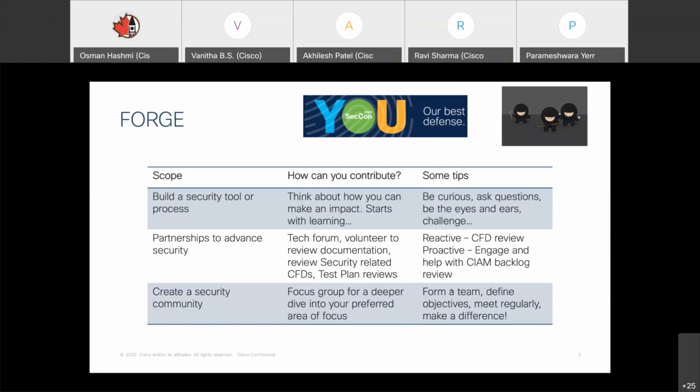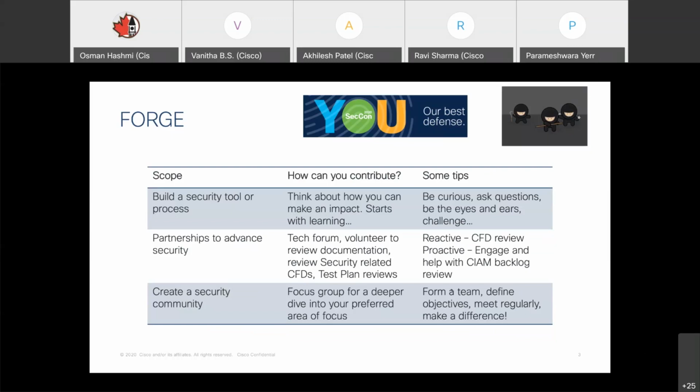The first of the three main ideas under Forge is that you build a security tool or process. This is really straightforward. It looks complicated, but what it implies is that you can make an impact no matter what function you serve. It all starts with learning, and once you start learning, you can create something. Let's say you create a tool as simple as a scrubber that polls for CFDs on any of the security areas. That gives you credit for building a security tool or a process.